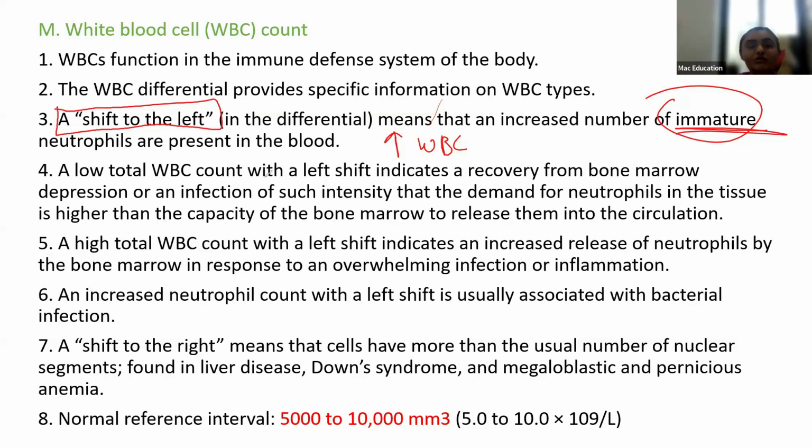Next, a low total WBC count with a left shift indicates a recovery from bone marrow depression or an infection of such intensity that the demand for neutrophils in the tissue is higher than the capacity of bone marrow to release them into the circulation.